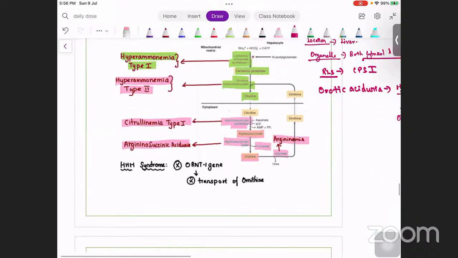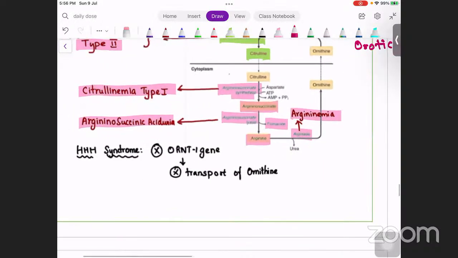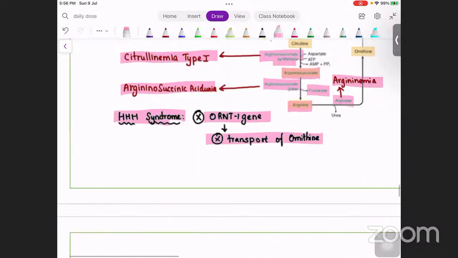Then apart from that, triple H syndrome is due to ORNT1 gene defect, where you see impaired transport of ornithine. Impaired transport of ornithine is triple H syndrome.